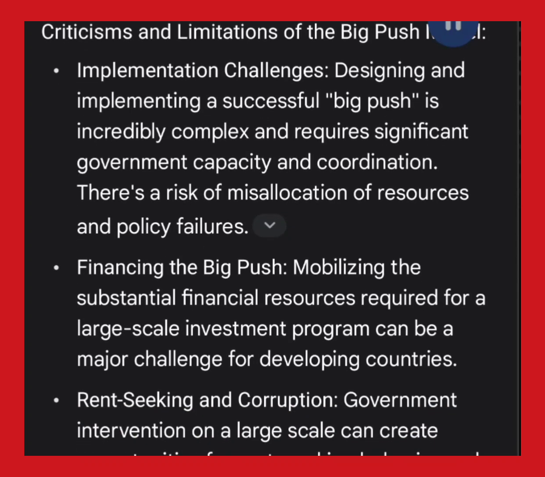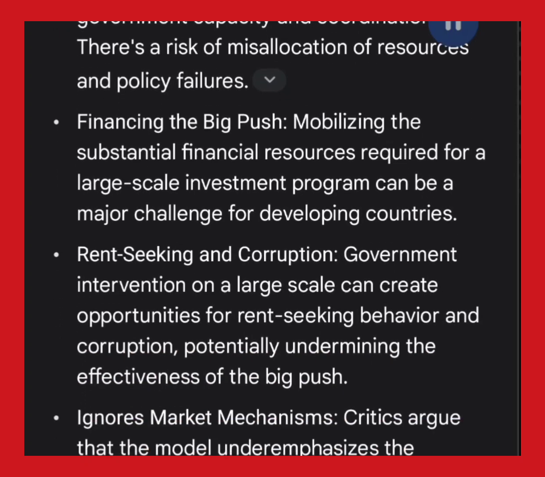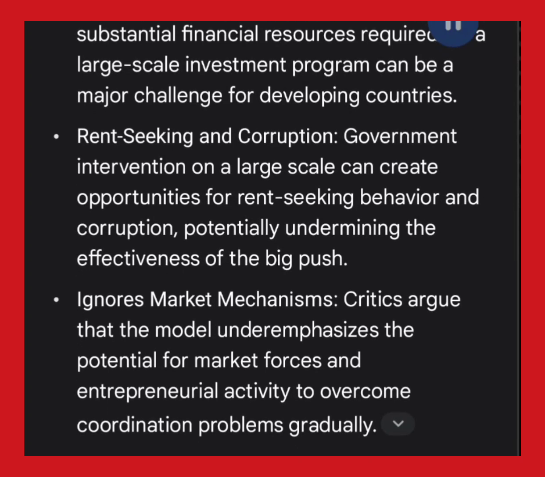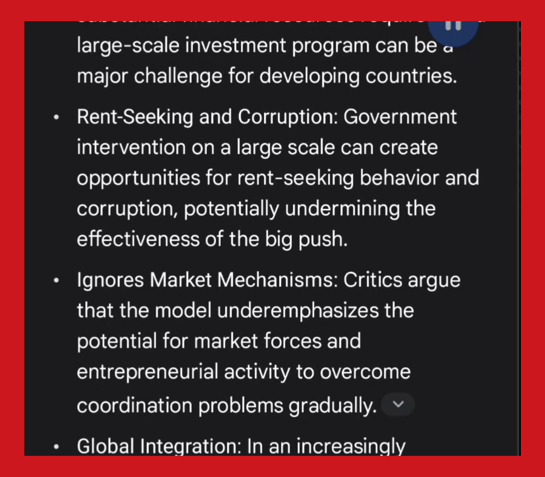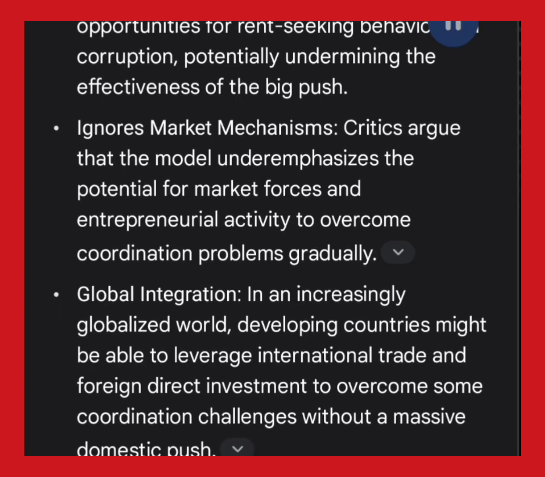Criticisms and limitations of the Big Push model. Implementation challenges: designing and implementing a successful Big Push is incredibly complex and requires significant government capacity and coordination. There's a risk of misallocation of resources and policy failures. Financing the Big Push: mobilizing the substantial financial resources required for a large-scale investment program can be a major challenge for developing countries. Rent-seeking and corruption: government intervention on a large scale can create opportunities for rent-seeking behavior and corruption, potentially undermining the effectiveness of the Big Push.